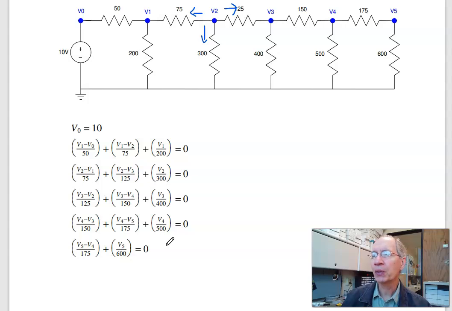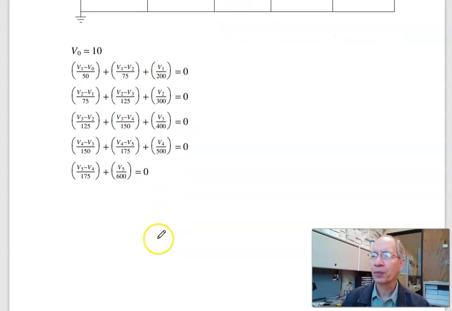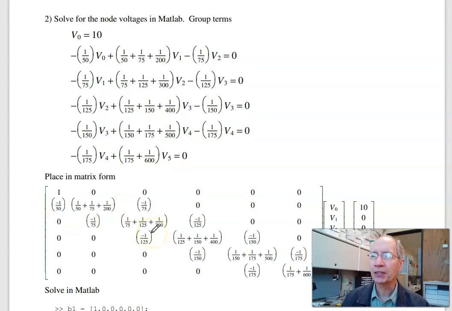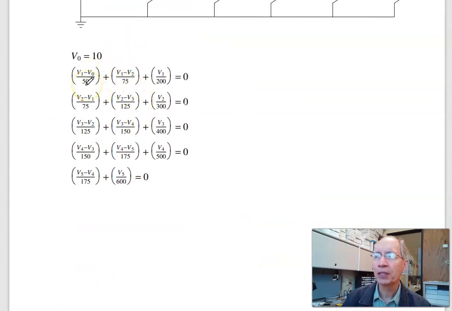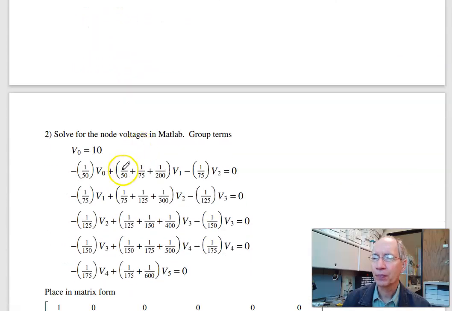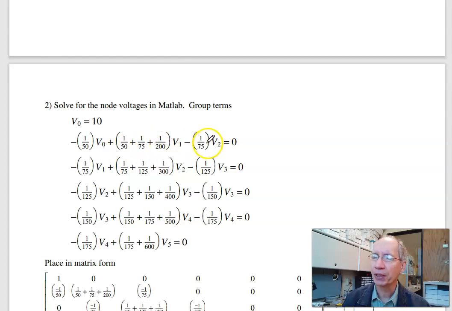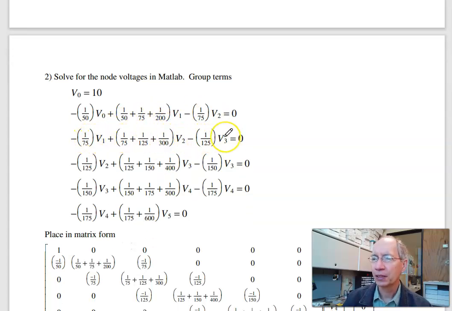What I want to do is rewrite the equations in matrix form. So if I group all the terms together, the first equation is V0 equals 10. The second one, I've got minus V0 over 50. All the V1s, I have a plus V1 over 50, V1 over 75, V1 over 200, and minus V2 over 75. There's the first equation rewritten. Likewise, at node 2, node 3, node 4, node 5.